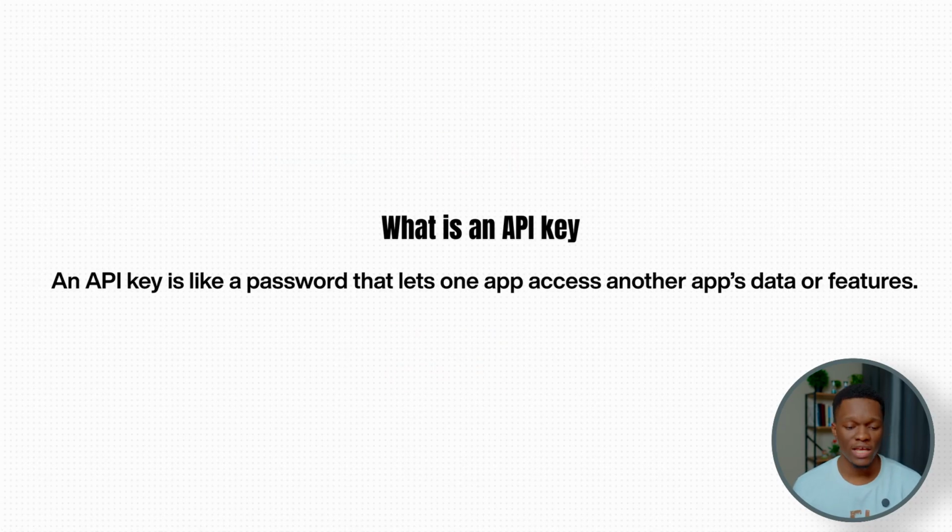In order to use APIs and webhooks, you'll need what is called an API key. Basically, it's like the password that lets one app access another app's data or features. Keep in mind that each key is unique and personal, so you should not share your API key with anyone outside maybe team members and people that you trust.